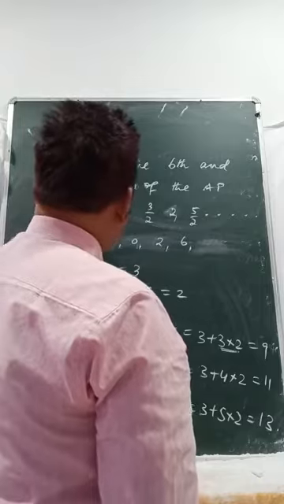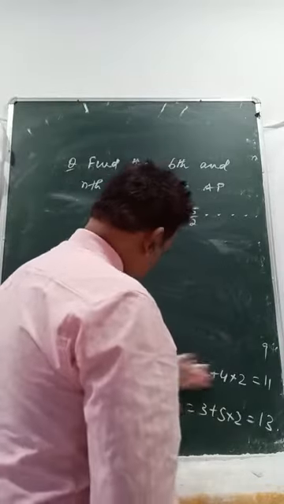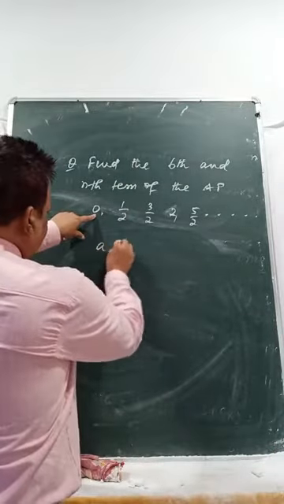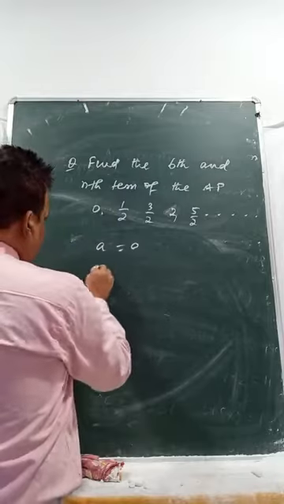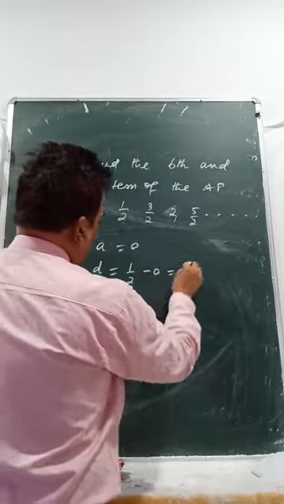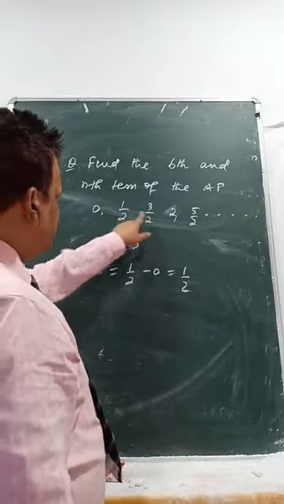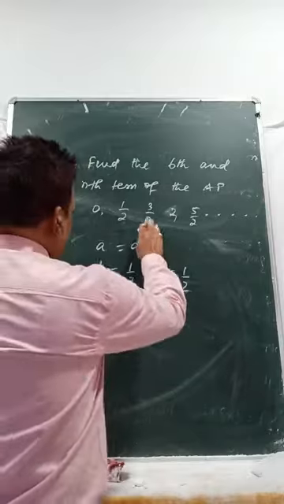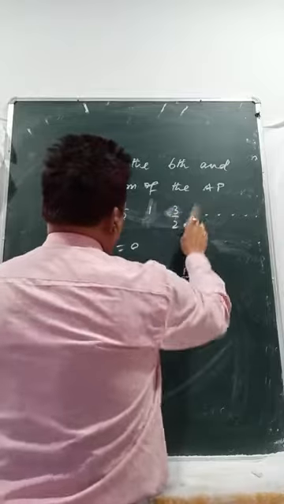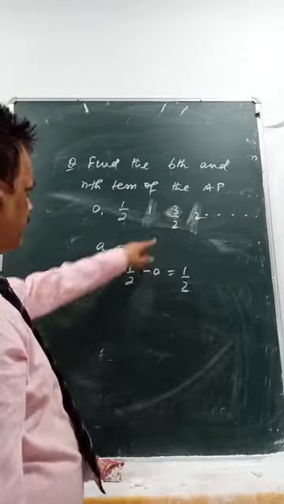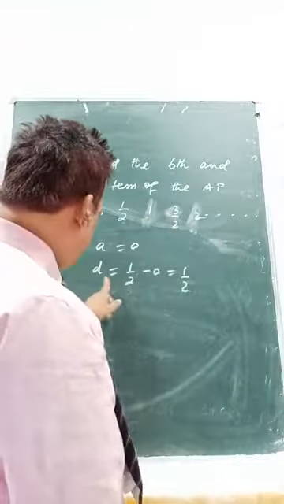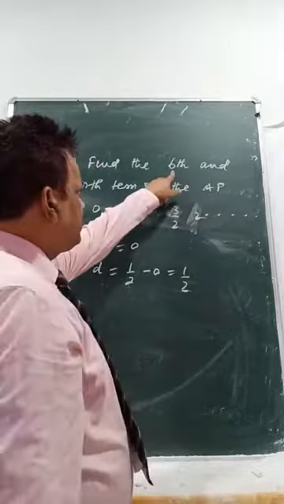So what you have to do here is, 0 means your first term is 0, A is 0. What is D now? This minus this, half minus 0, that is half. Also 1 minus half is half, 3 by 2 minus 1 is half, like this. So D became half.